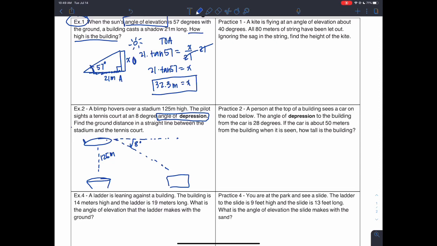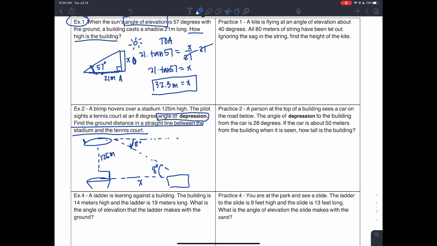Now we want to find the ground distance in a straight line between the stadium and the tennis court. So we are actually looking at this. Our right angle is here because we are looking straight down and across. Okay? Now we need to find that ground distance, so this would be our x. Right now we don't have the angle inside the triangle, but we know from geometry that interior alternating angles are equal to each other. So this angle right here is 8 degrees.